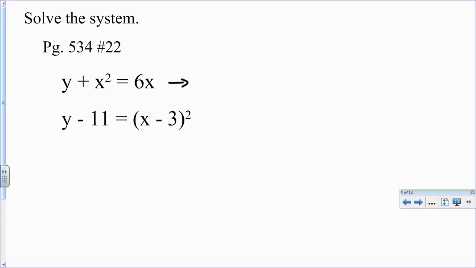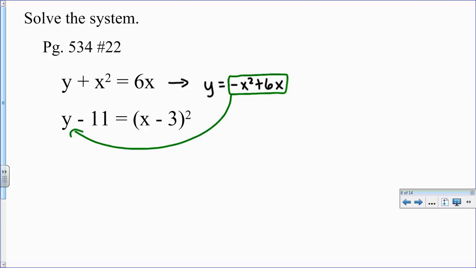So that will be y equals negative x squared plus 6x. Okay, so I'm going to take this and substitute it in for which variable? Good, for y in the second equation here. There's nothing in front of y, so I don't have to worry about parentheses.